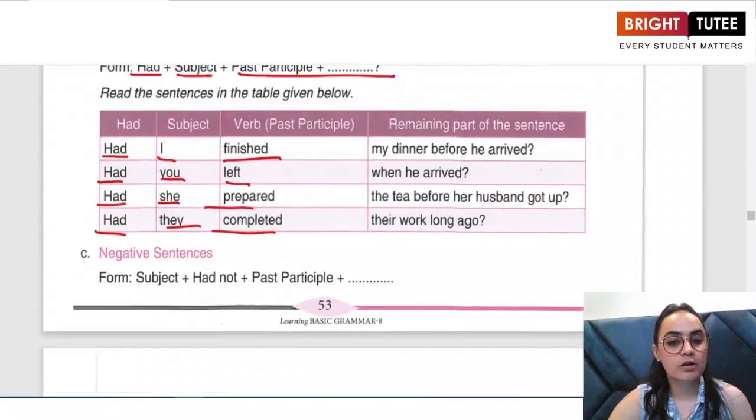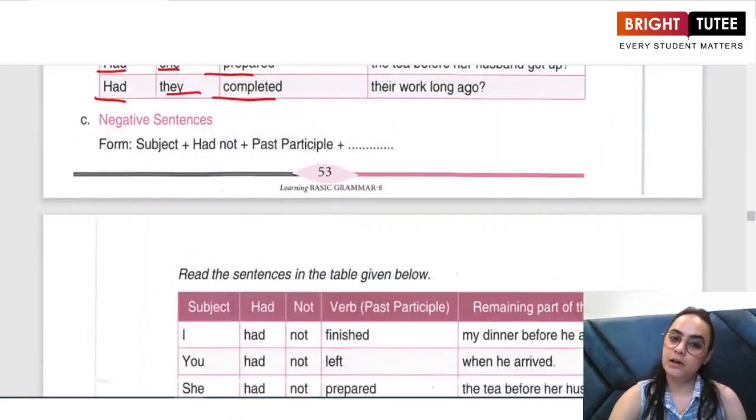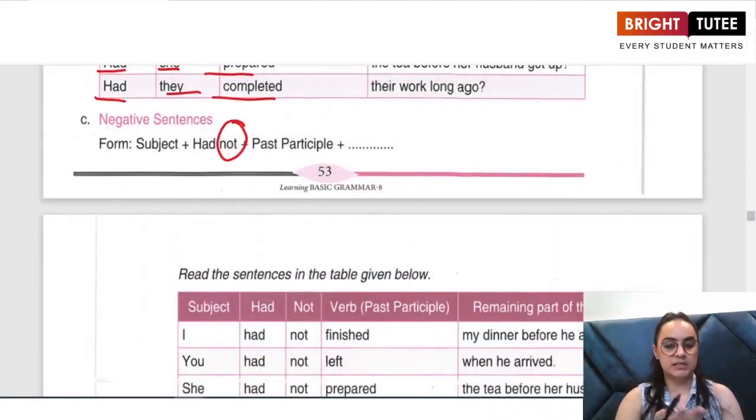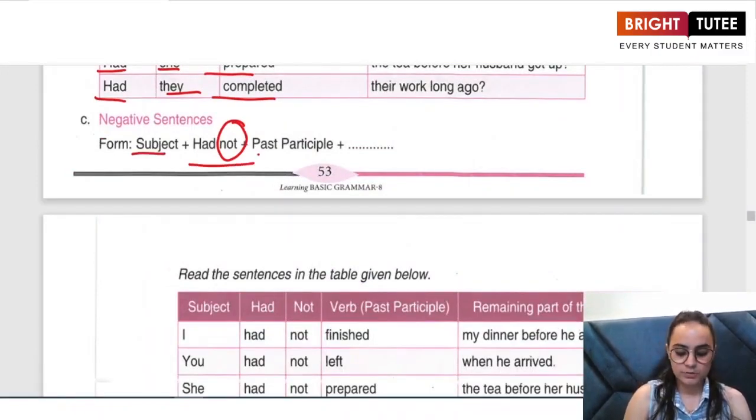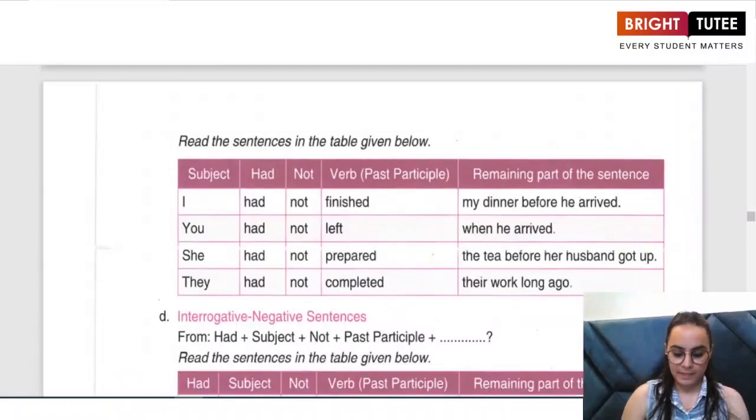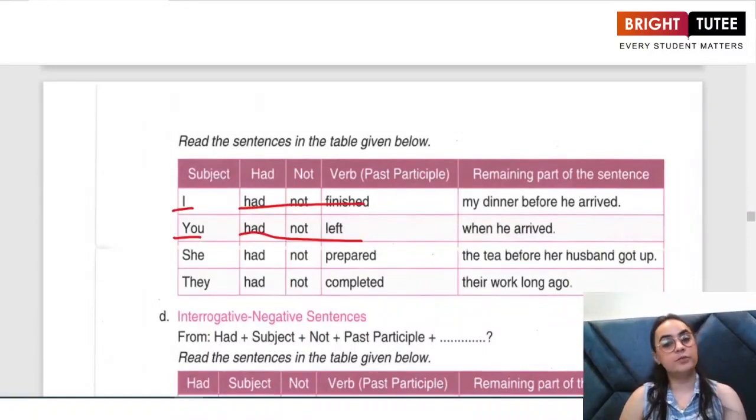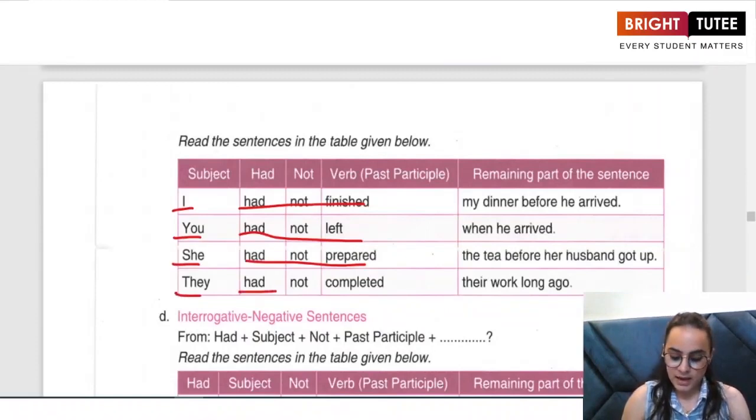Now, when we talk about the negative sentences, as we have learned, we simply have to add not in the structure that we learned for the statement. Subject plus had not plus the third form of the verb. For example, I had not finished my dinner before he arrived. You had not left when he arrived. She had not prepared the tea before her husband got up. They had not completed their work long ago.